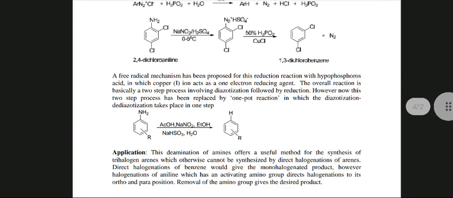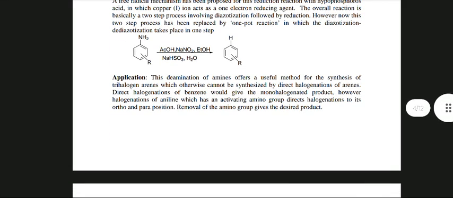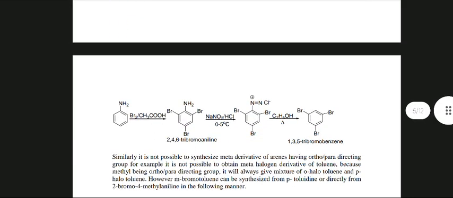Applications. The deamination of amines offers a useful method for the synthesis of trihalogen arenes, which otherwise cannot be synthesized by direct halogenation of arenes. Direct halogenation of benzene would give the monohalogenated product. However, halogenation of aniline, which has an activating amino group, directs halogenation to its ortho and para positions. Removal of the amino group gives the desired product.